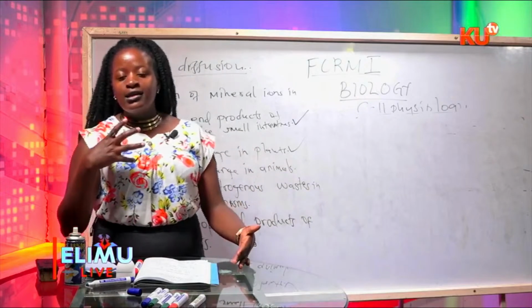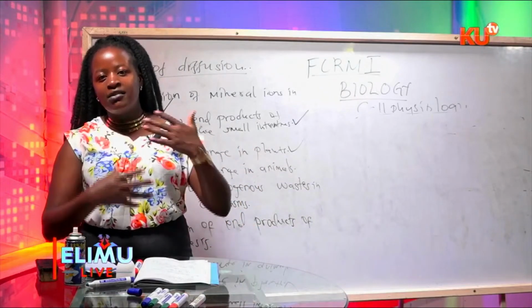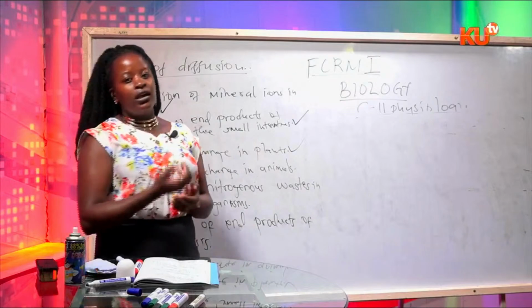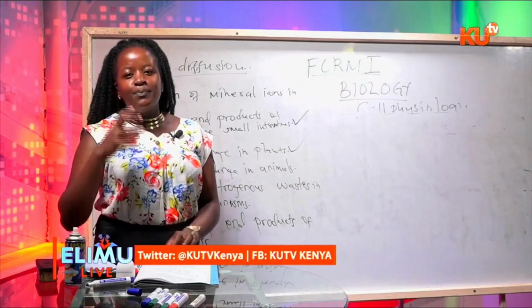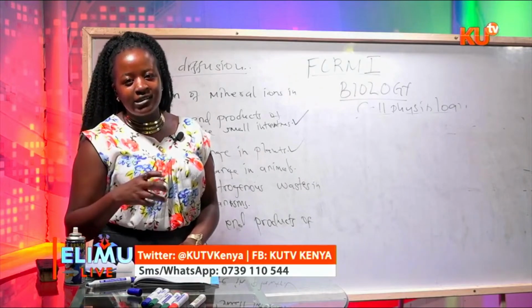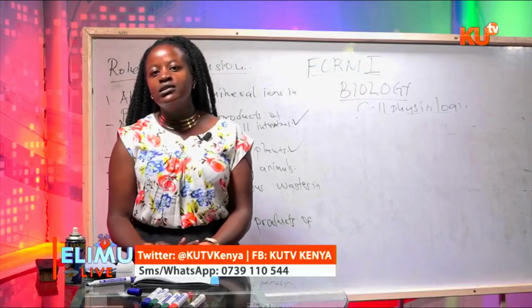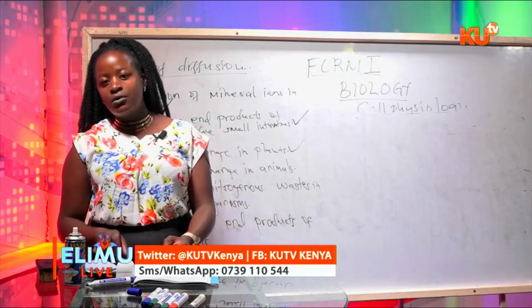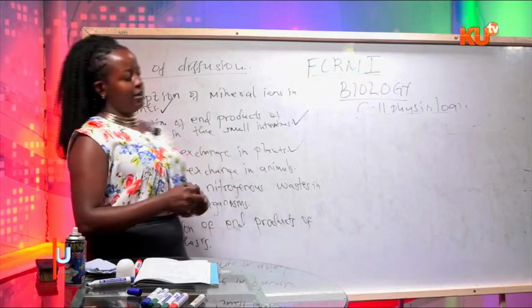Now, this process is a reverse during the night. In the night, the plants take in oxygen and they also give out carbon dioxide through the process of diffusion.